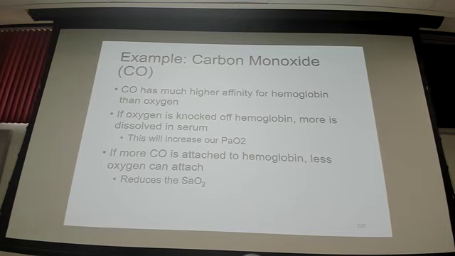Does that make sense? So they're carrying around a whole bunch of carboxyhemoglobin that looks great and bright red for the pulse ox. There's more oxygen dissolved in their blood because it's getting knocked off the hemoglobin. So their PaO2 might be okay or even increase, but this patient isn't oxygenating their tissues. They'll still have cyanosis and signs of respiratory distress. Does that make sense? Okay.